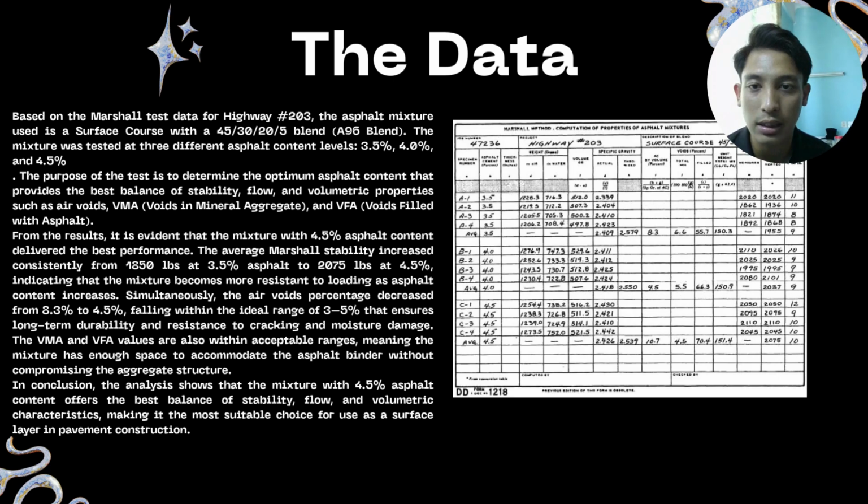The Marshall test was done at three different asphalt content levels: 3.5%, 4.0%, and 4.5%. The purpose of the test is determining the optimum asphalt content that provides the best balance of stability, flow, and volumetric properties such as VMA, void in mineral aggregate, and VFA, void filled with asphalt.